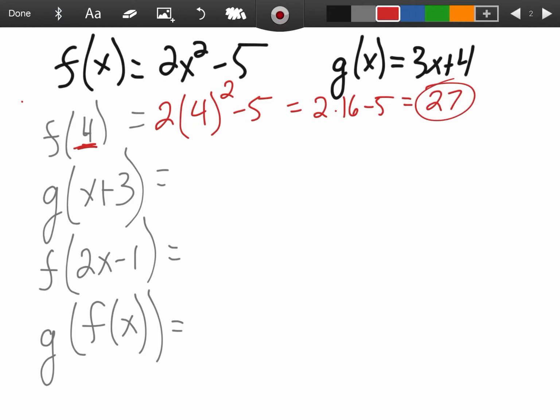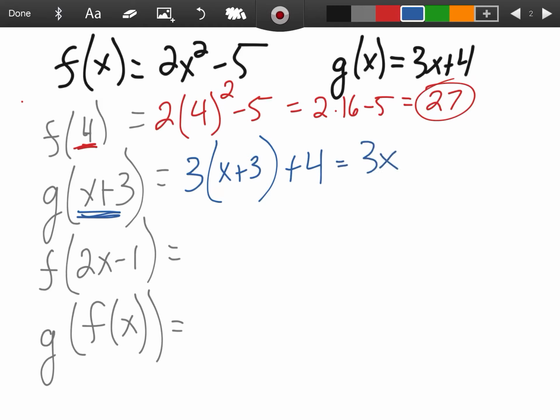Now this next one, we see g of x plus 3. Again, all we're doing is taking this x plus 3 and plugging it in wherever we originally saw an x in g of x. So g of x is 3x plus 4. So this is going to be 3 times, just take x plus 3 and plug it in, in parentheses, again, really important for distributing and order of operations. So 3 times (x plus 3) plus 4. That gives us 3x plus 9 plus 4, which is 3x plus 13.